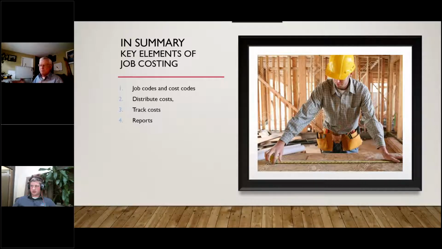Then you can derive reports and actually manage it. Tracking the cost is a key piece of this, and then the reports to track it, and a review of the reports with the project manager, the accountant, and the key person in charge of the company, to track costs and make sure things are going the way you want.